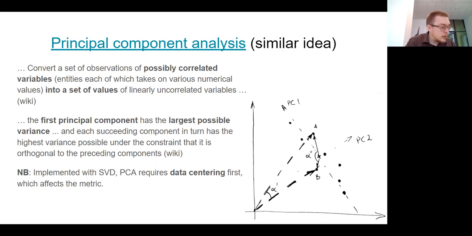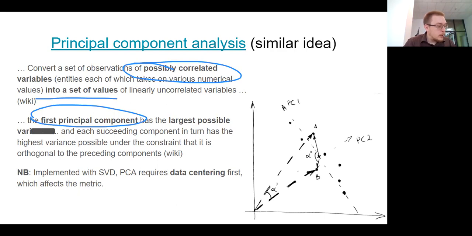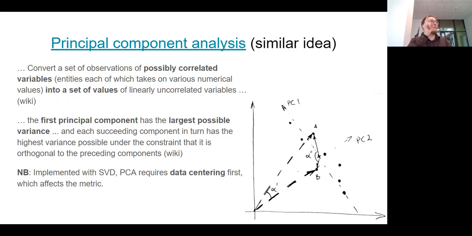Yes, PCA takes the data which can be possibly correlated and forms a set of linearly independent values. Perfect. Second, this sorts principal components from the largest possible variance to the lowest one. So again, the importance is sorted. What is the difference? PCA can even be implemented with SVD. So it means that SVD is the core of PCA.